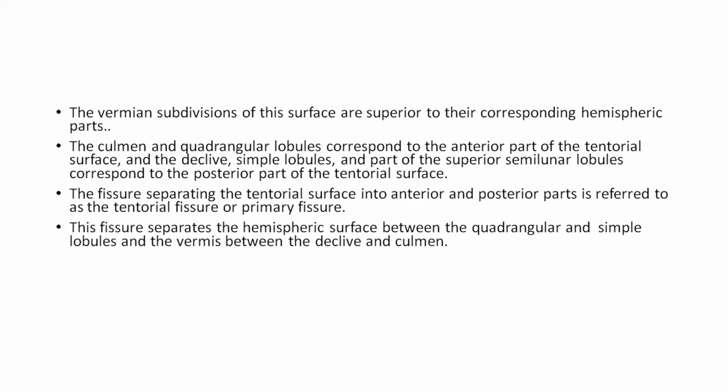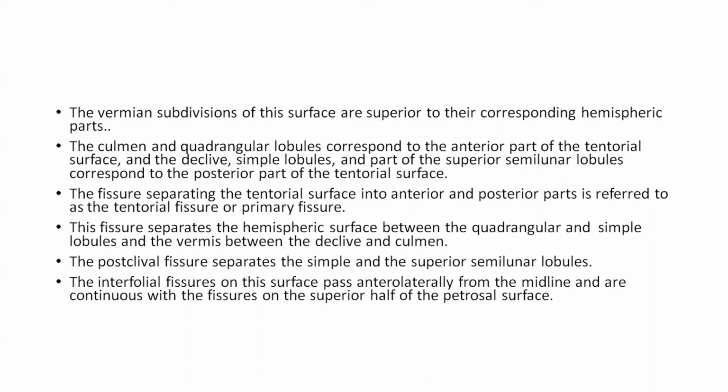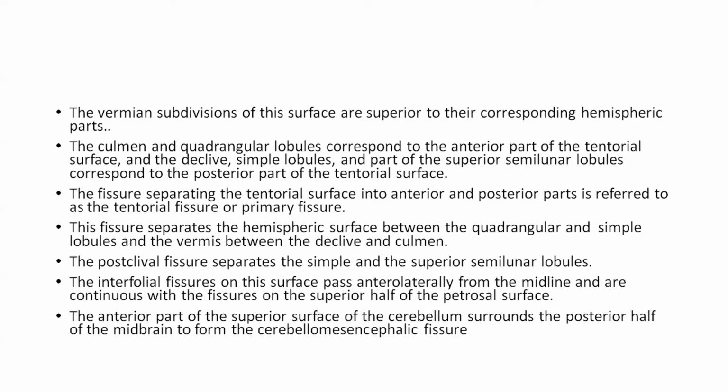tentorial fissure. This separates the hemispheric surface between the quadrangular lobule and the simple lobule, and the vermis between the declive and the culmen. The postclival fissure separates the posterior part into two, the simple lobule anteriorly and the superior semilunar lobule posteriorly. There are interfolial fissures on the surface which pass anterolaterally from the midline, and they are continuous with the fissures on the superior half of the petrosal surface. So this is a fissure that is continuous onto the other surface.